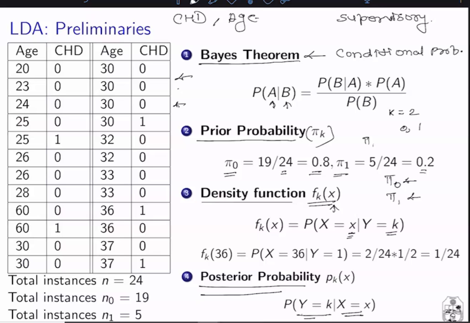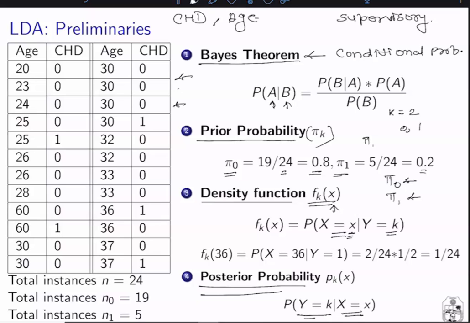Now let us try to understand the differences between these different probabilities: prior probability, density probability, and posterior probability. Unlike the density function and the posterior probability, prior probability is not a conditional probability. Prior probability is the simple probability of a randomly selected observation belonging to class K. Density function and the posterior probability are both conditional probabilities. The density probability calculates the probability of a randomly selected observation has exactly value x.